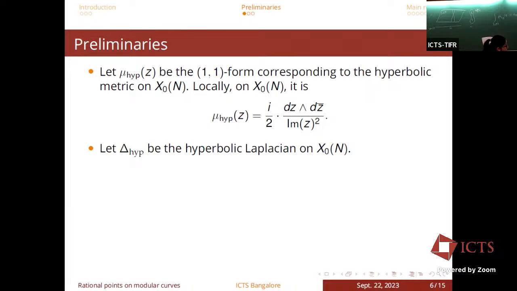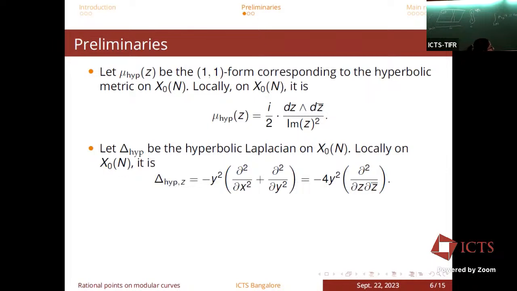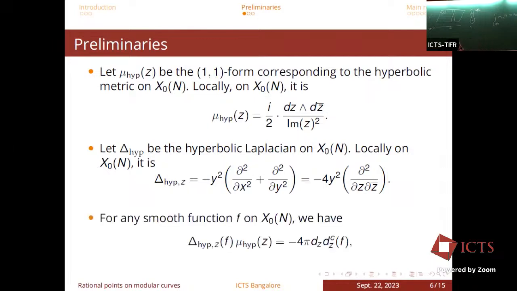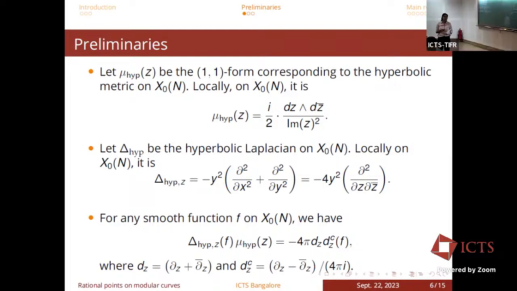Delta hyp is the hyperbolic Laplacian on X naught n, and locally it is given by minus y squared times the sum of partial x squared plus partial y squared, where z equals x plus iy. For any smooth function f on X naught n, you have this formula: if you apply the hyperbolic Laplacian on any smooth function and multiply with this hyperbolic 1-1 form, you get back 4 over dz dz^c of f. Here d and d^c are the two differential operators, d equal to partial z plus partial z bar, and d^c equal to partial z minus partial z bar, divided by minus 4 pi i.